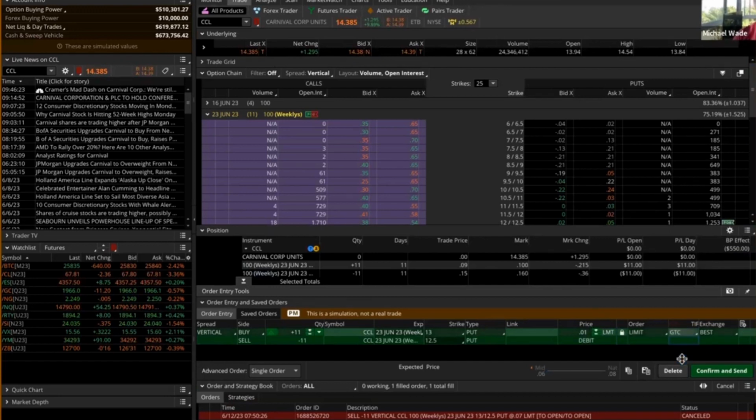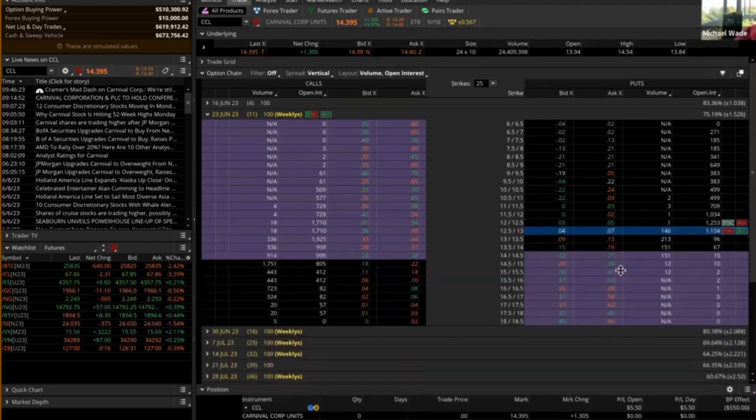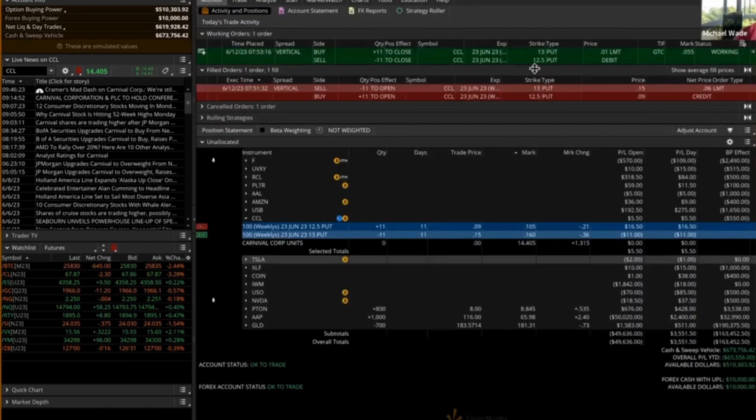The instant we can buy this spread back for a penny, then we have netted 6 cents or 5 cents, excuse me. So I'll hit confirm and send. And that's my little trap that's sitting out there. And the instant this spread is worth a penny, we're out. And we've captured 90% of max profit.